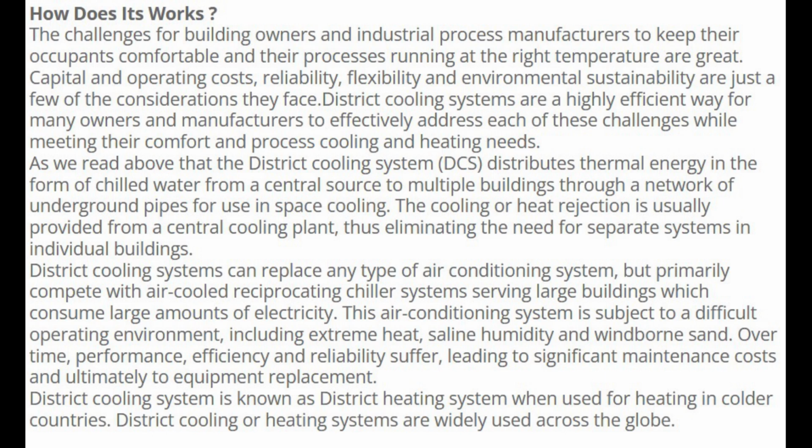As we read above, the district cooling system, DCS, distributes thermal energy in the form of chilled water from a central source to multiple buildings through a network of underground pipes for use in space cooling. The cooling or heat rejection is usually provided from a central cooling plant, thus eliminating the need for separate systems in individual buildings. District cooling systems can replace any type of air conditioning system, but primarily compete with air-cooled reciprocating chiller systems serving large buildings which consume large amounts of electricity.